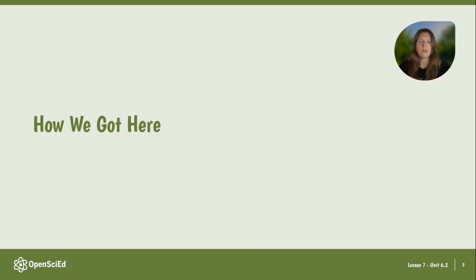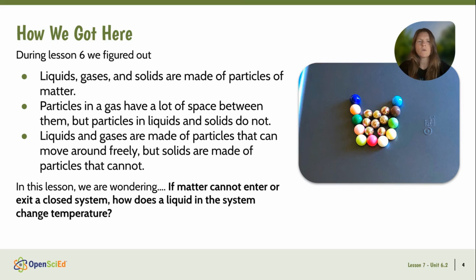First, how did we get here? In Lesson 6, we figured out some important things about particles. We figured out that liquids, gases, and solids are all made of particles, but there are different amounts of space in between particles of solids, liquids, and gases. We also figured out that gases and liquids, those particles can move around freely while solids cannot. This left us wondering, if matter cannot enter or exit a closed system, how does a liquid in the system change temperature?